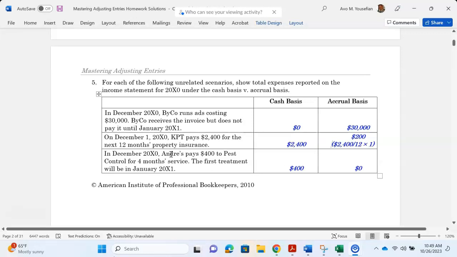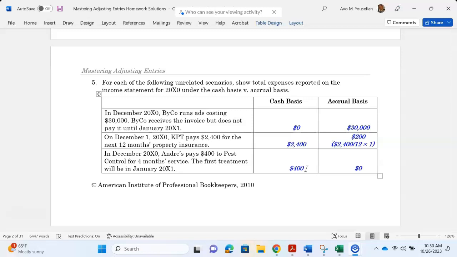In December of 2020, Andres pays $400 to pest control for 4 months of service. December pays $400 for 4 months. The first treatment will be in January. So by the end of the year, nothing is done whatsoever. But because it's cash basis, everything will be expense. So you debit maintenance expense $400, you credit cash $400.